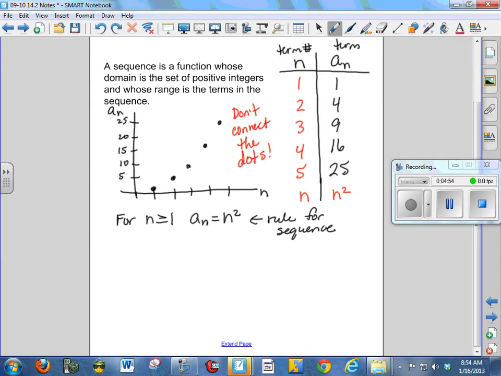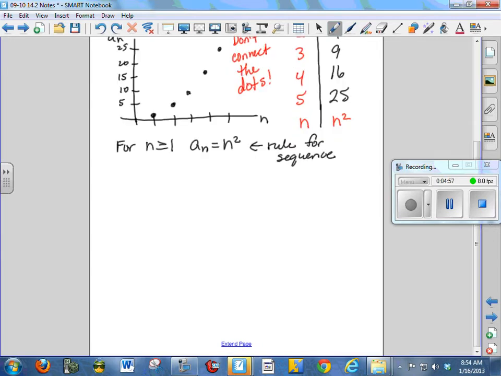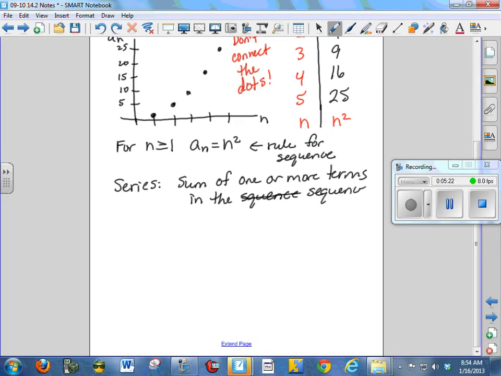Now another thing I want to mention is something called a series. A series is just a sum of one or more terms in the sequence. So for example, I would write this as 1 plus 4 plus 9 plus 16 plus 25 plus ... That would be an infinite series because I'm just saying it goes on forever.